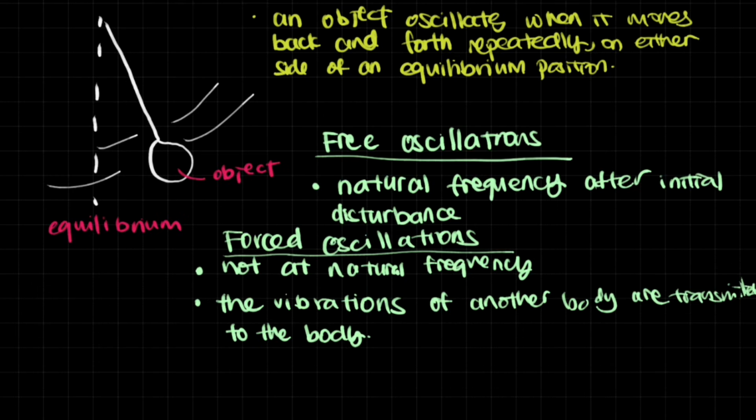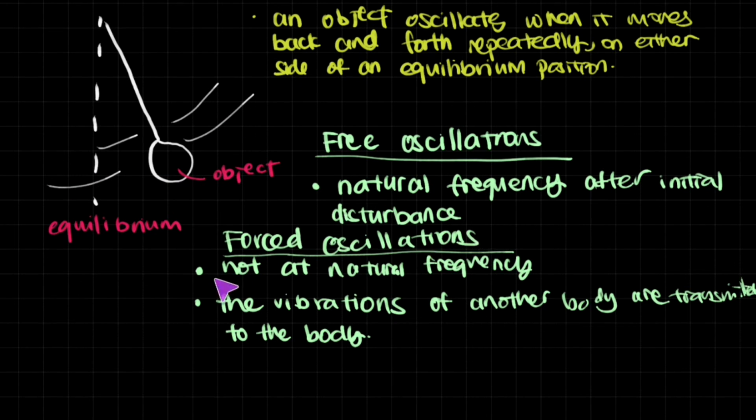What is an oscillation? An object is oscillating when it moves back and forth repeatedly on either side of an equilibrium position. This is really simple. There are two types of oscillations: free oscillations and forced oscillations. Free oscillations vibrate at something called the natural frequency after an initial disturbance. You don't have to push the object again and again in order to make it oscillate, because it has a natural frequency that's just going to follow.